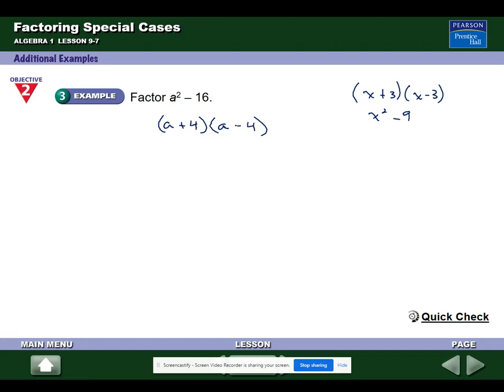One of them is plus and one of them is minus. A plus 4 times a minus 4. That's factored form. There isn't an alternate form for that. It's a plus 4 times a minus 4.